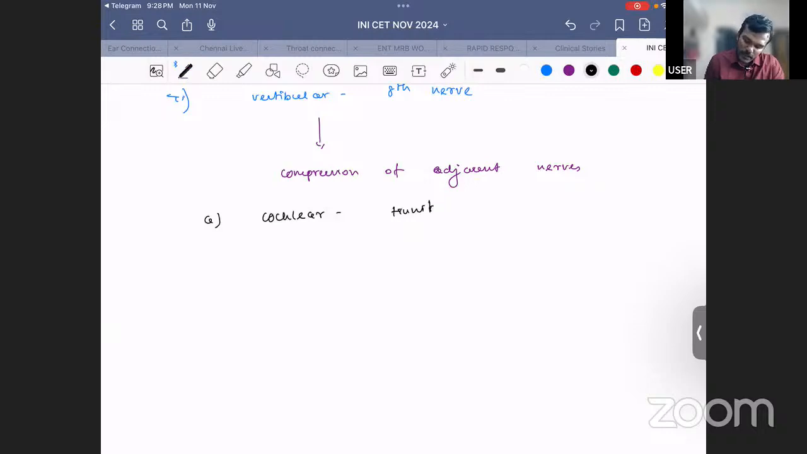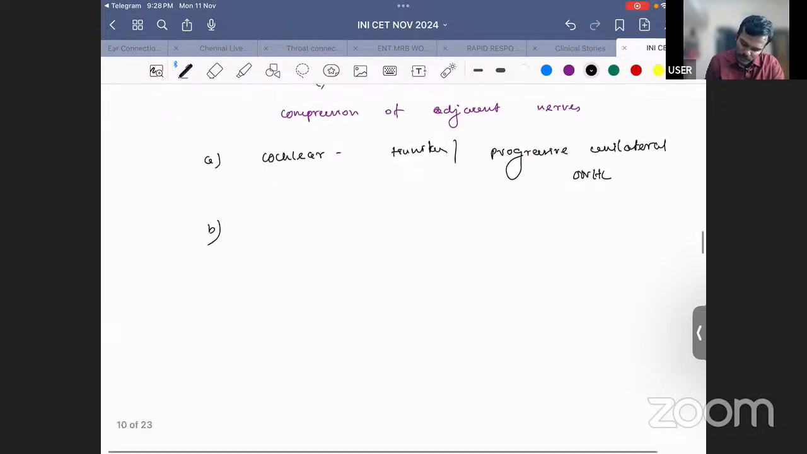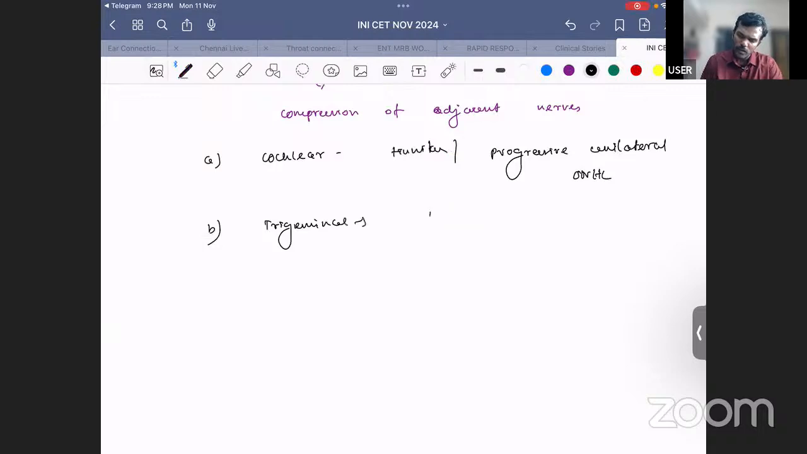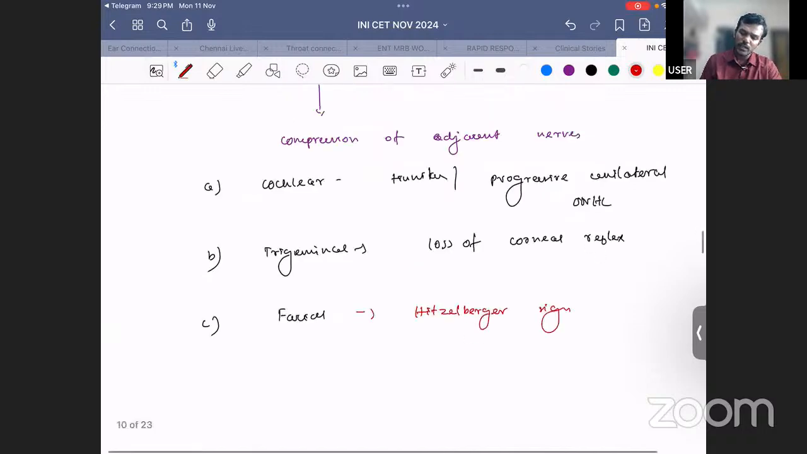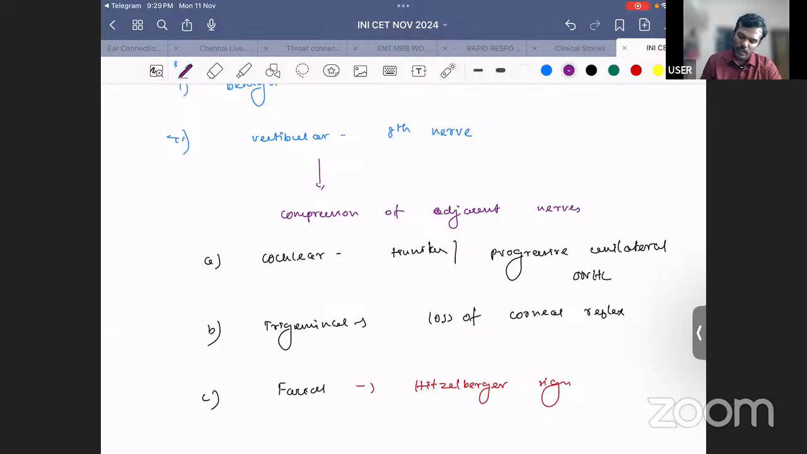Then if it affects the trigeminal nerve, which is present at Meckel's cave, it will cause loss of corneal reflex. If it affects the facial nerve, it gives the Hitselberger sign, loss of sensation over the posterior superior canal wall. Finally, it will cause vertigo also, which is not an acute vertigo, it's a chronic vertigo, as it involves the vestibular nerve.